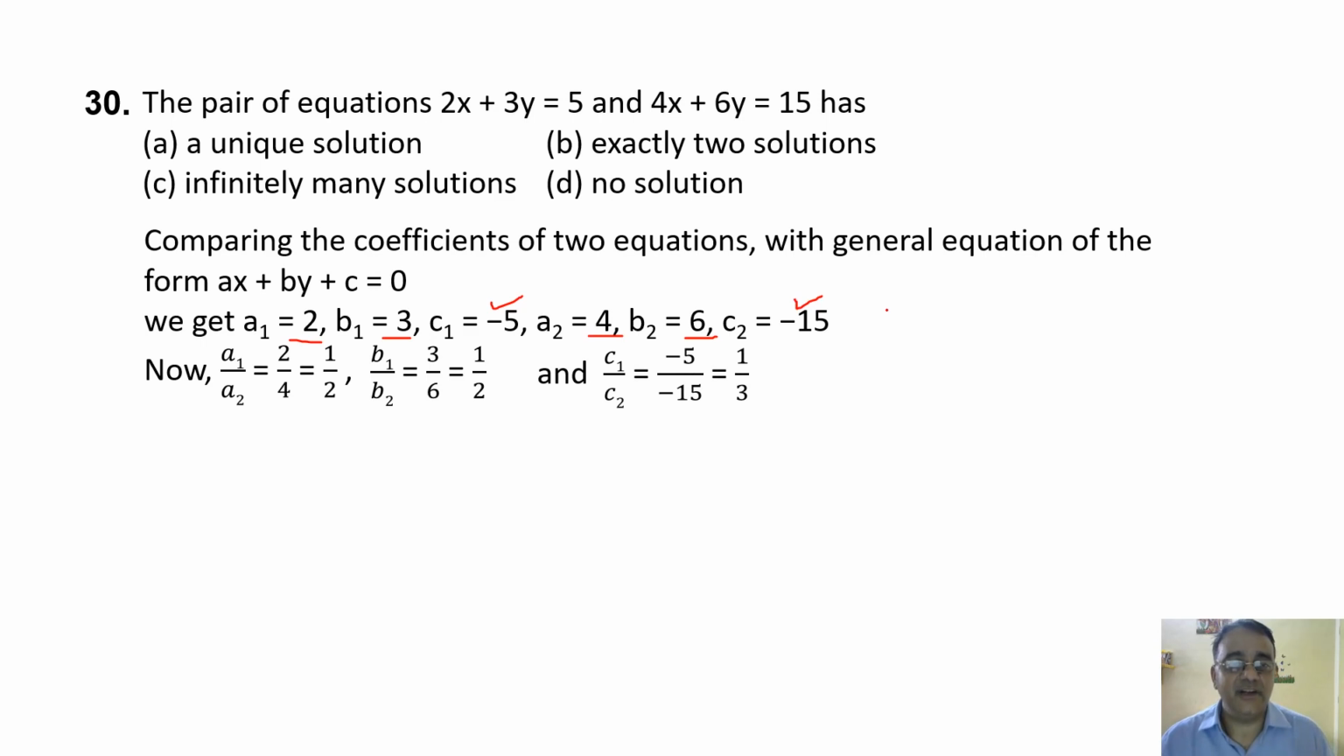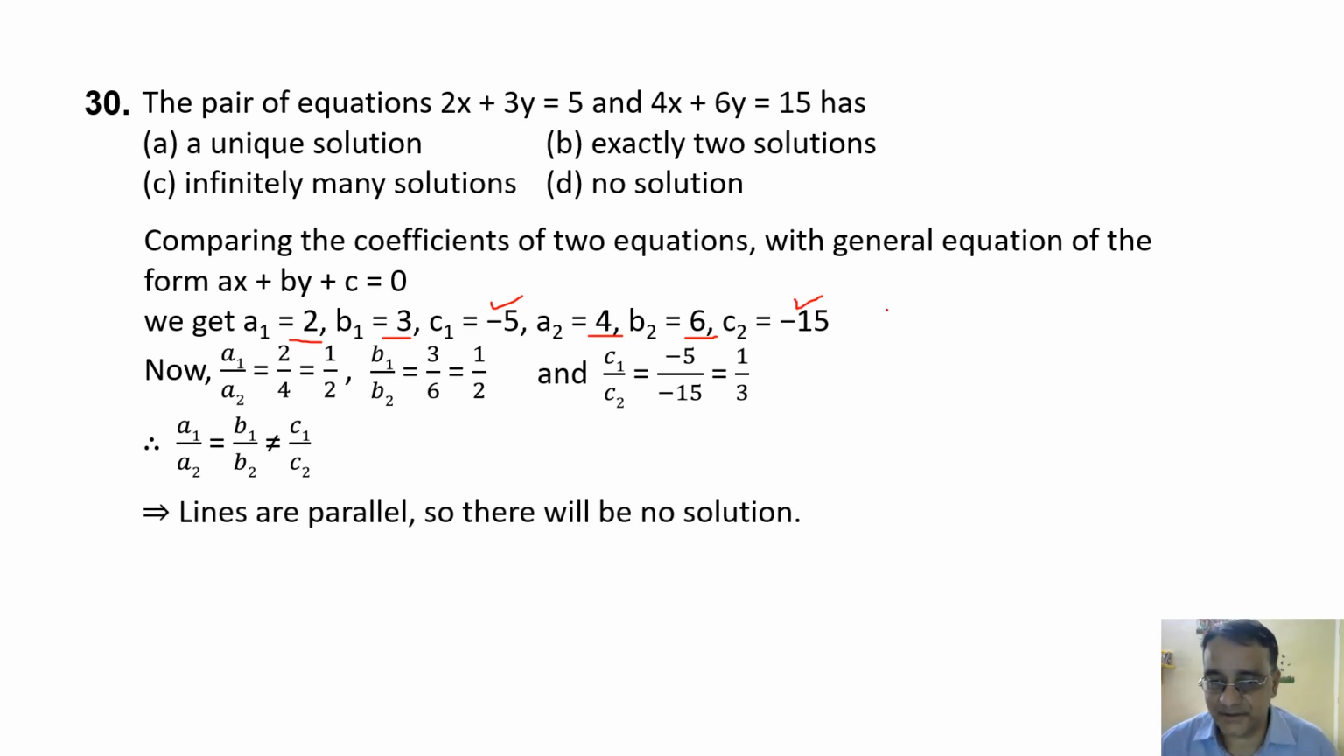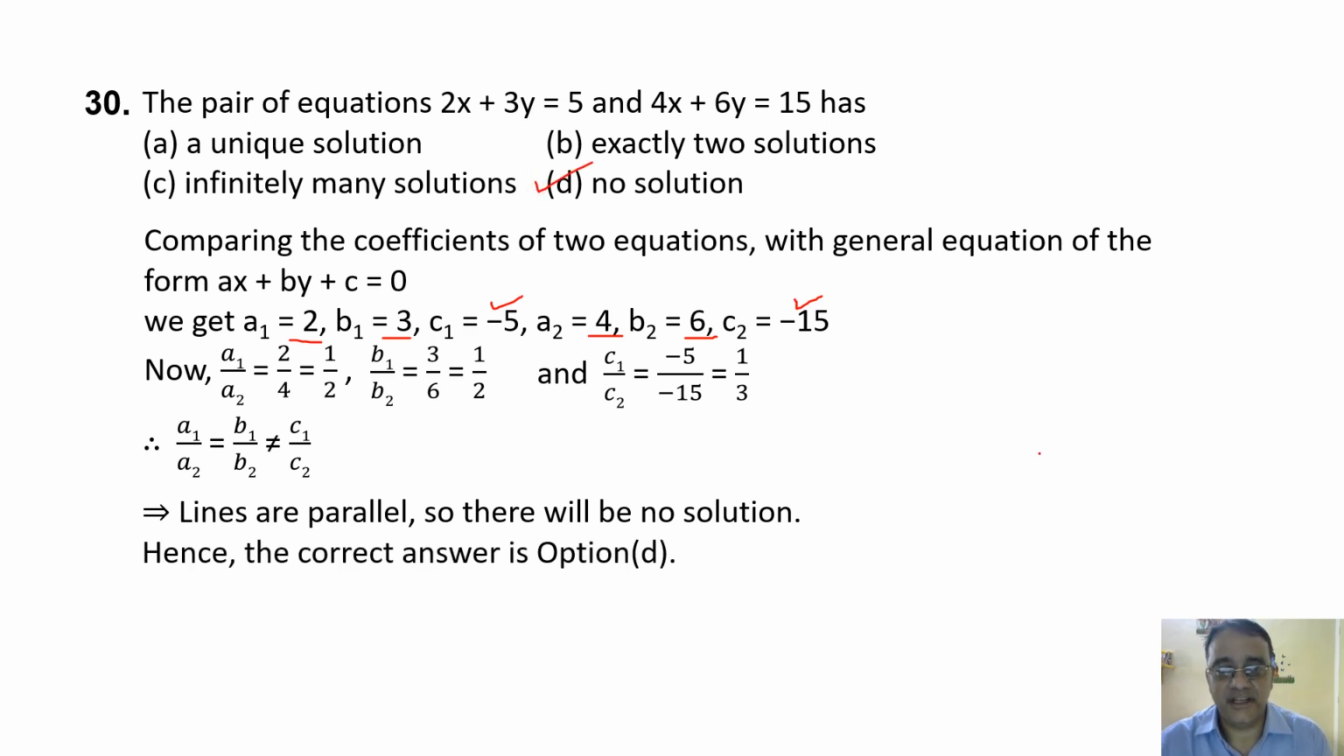That means a1 upon a2 is equal to b1 upon b2 but not equal to c1 upon c2. So the lines are parallel and it has no solution, right? So which option is the correct one? Option D, right? So now we are moving toward question number 31.